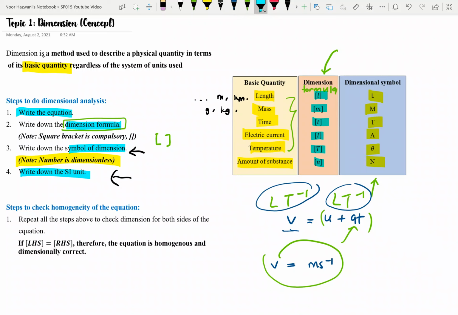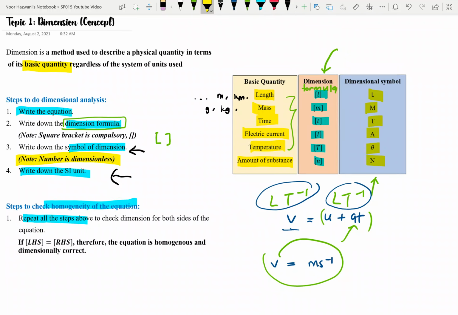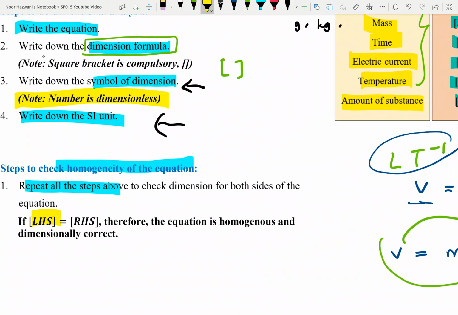Okay, so untuk check homogeneity, actually you have to repeat all the step above. Yang ni repeat, 1 to 4 tu you repeat for both sides of the equations. Okay, untuk kedua-dua belah. Okay, you nampak kat sini I buat square bracket LHS dengan RHS ni represent left hand side dengan right hand side. Okay, takut tak faham kan? Okay, kenapa I letak square bracket? Because I want to say that the dimensions of left hand side is equal to right hand side.